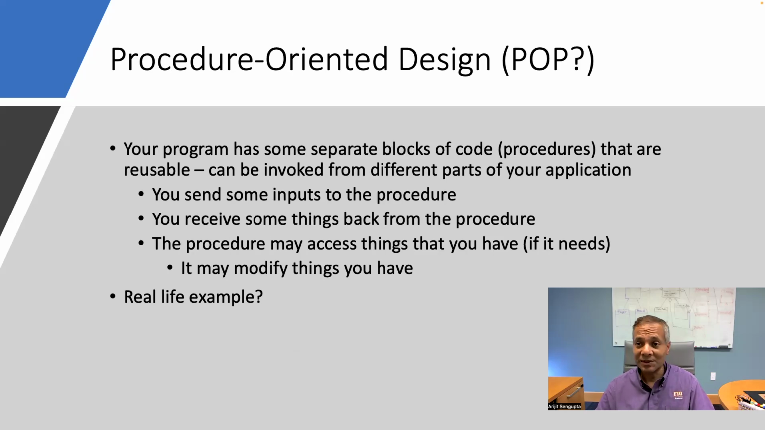Procedure-oriented design, sometimes referred to as POP design, is where you identify blocks of code or parts of your application that repeat. When you find something like this, you create a procedure, or in Python nomenclature, you create a function. In that function, you put the part of the code that repeats, and whenever you need that part of code, you call that function. So that makes it easier. You can reuse parts of the code, which makes it nicer.